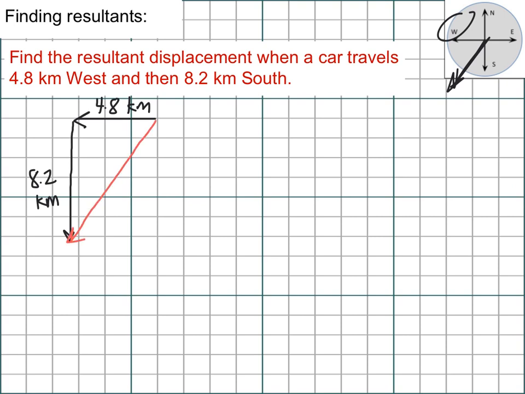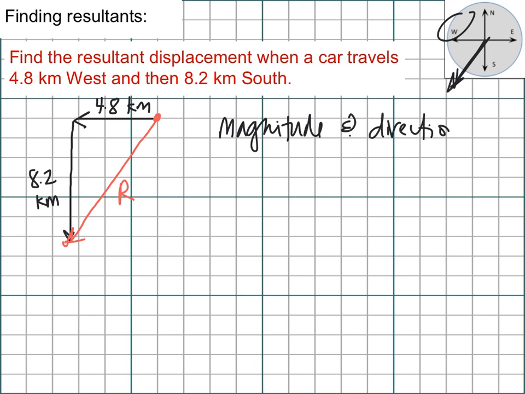This would be if I just took the shortcut, if I just went from the very beginning to the very end, all in one straight shot. So that's my resultant. So how do we do that? Well, first of all, the resultant is a vector. It has a size to it, magnitude, and it has a direction. So I need to make sure that I find both of those things as I'm working through the problem.